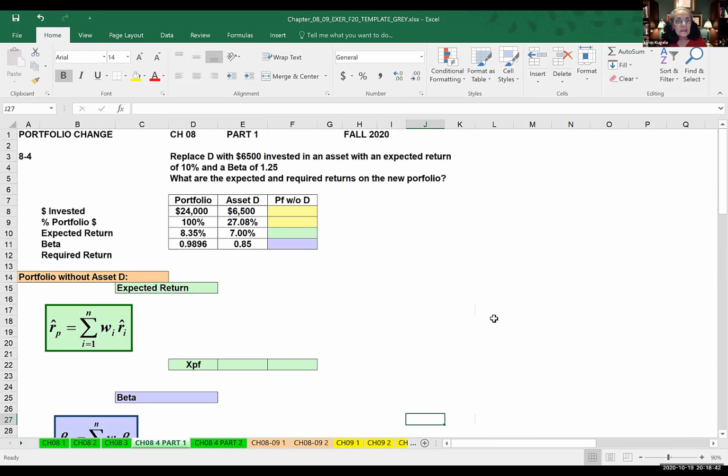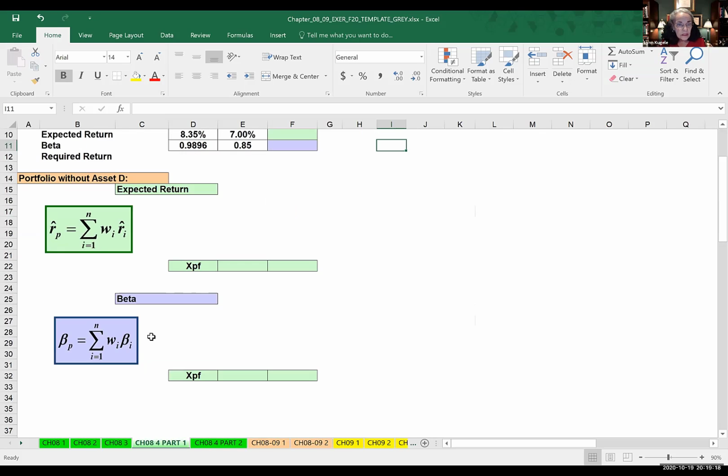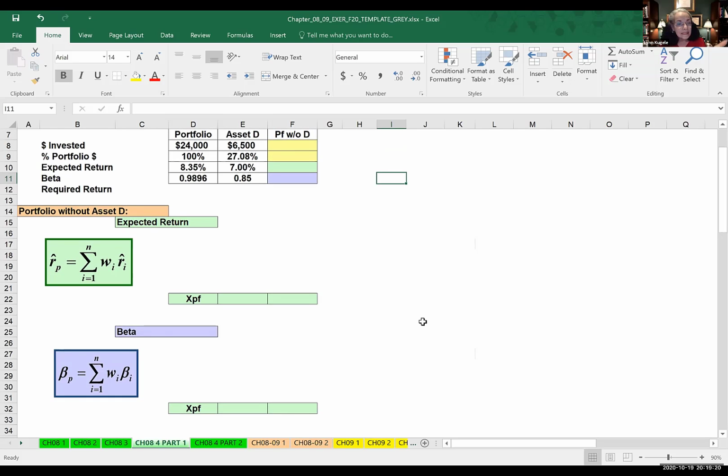Okay, let's look at this one. This is a two-parter. Here I've got a portfolio. I'm going to replace asset D, this guy. And let's assume I don't have data on all of it, everything that's in the portfolio. With an asset with an expected return of 10 and a beta of 1.25. Okay, what I need to do is back D out of the portfolio and then put the new asset in. So I'm going to use the same two equations here, same two, 3 and 4, to back D out.